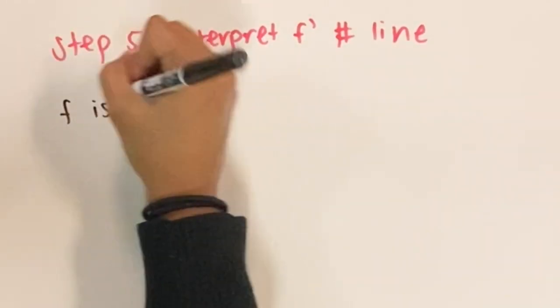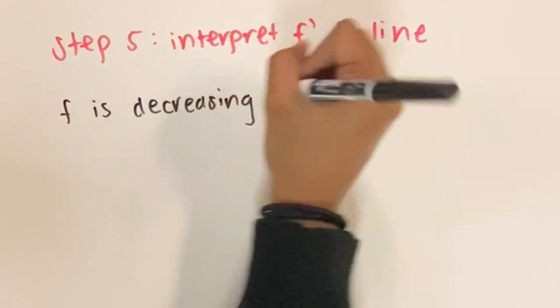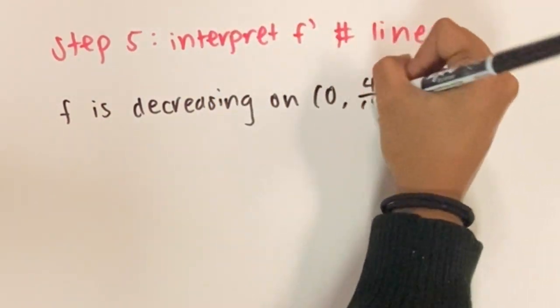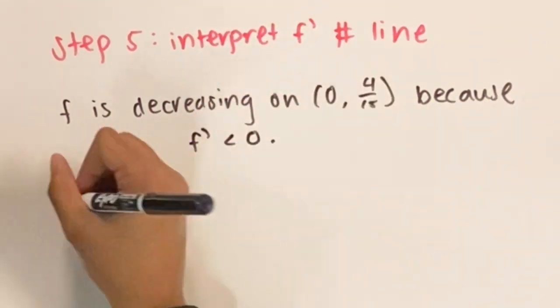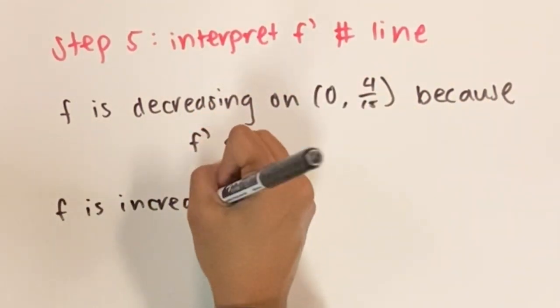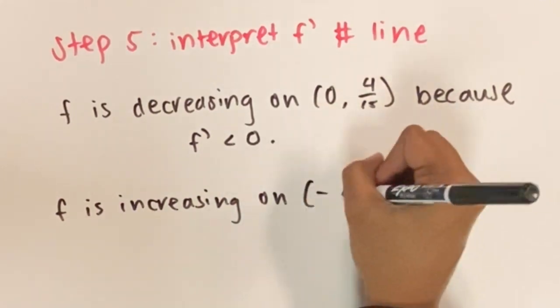F is decreasing on the interval 0 to 4/15 because f prime is less than 0. F is increasing on the intervals -infinity to 0 and 4/15 to positive infinity because f prime is greater than 0.